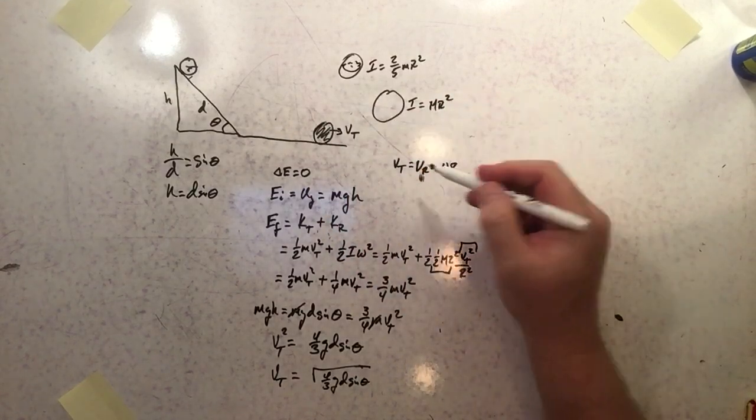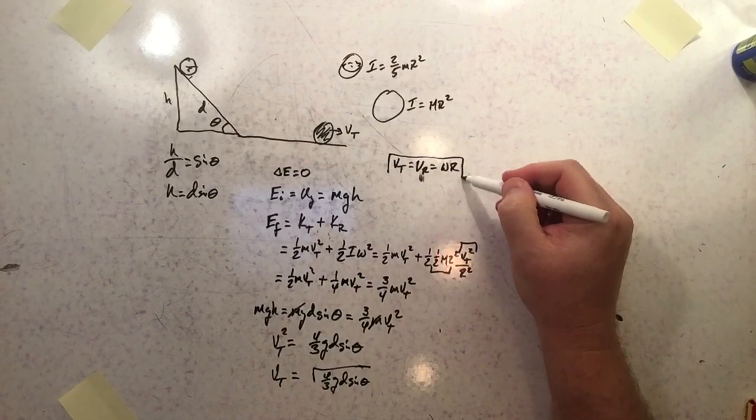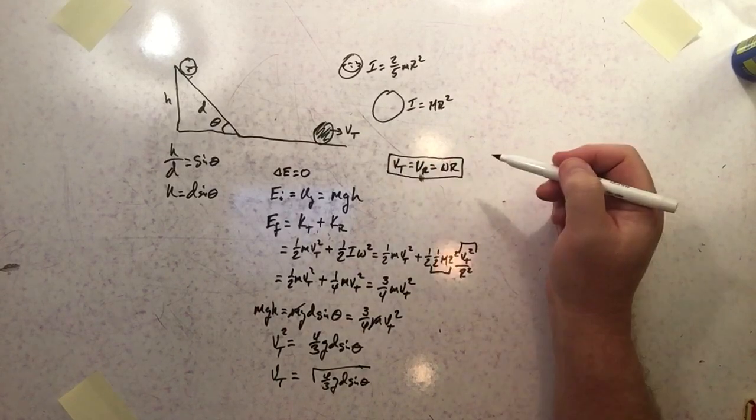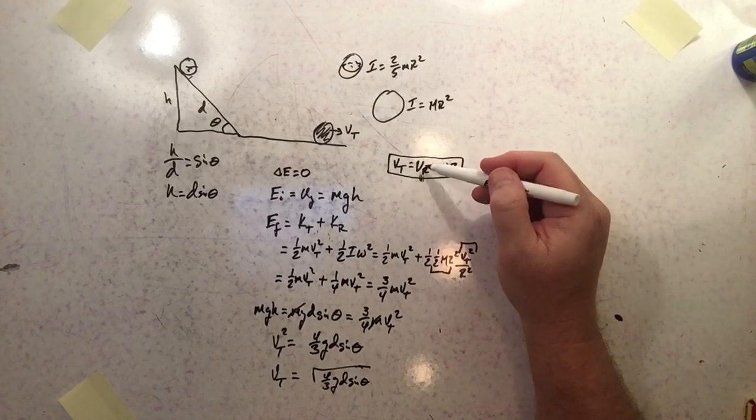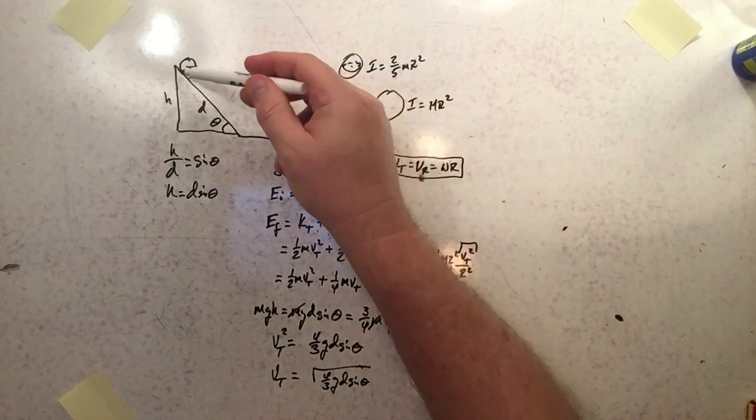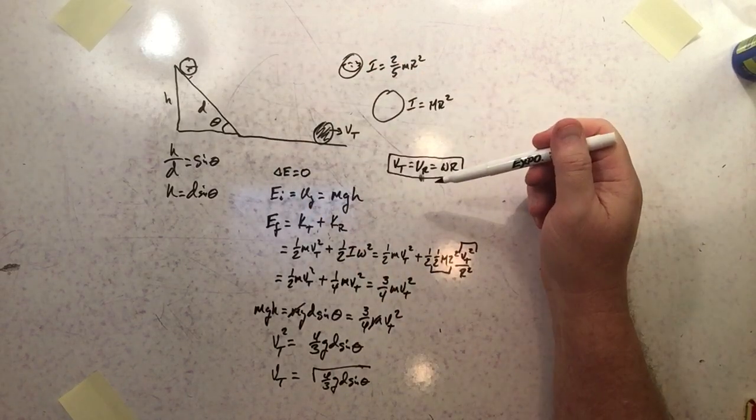And again, that is featured right here. Without that idea of rolling without slipping, this condition wouldn't hold, because the translational velocity and rotational velocity do not have to be in lockstep. They're only in lockstep when the point of contact with the ground has no relative motion.